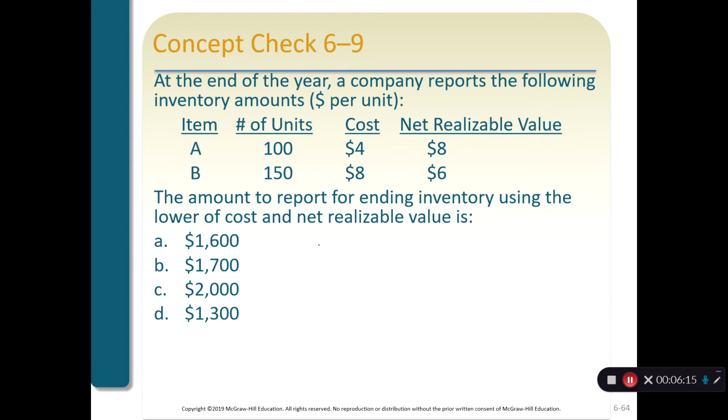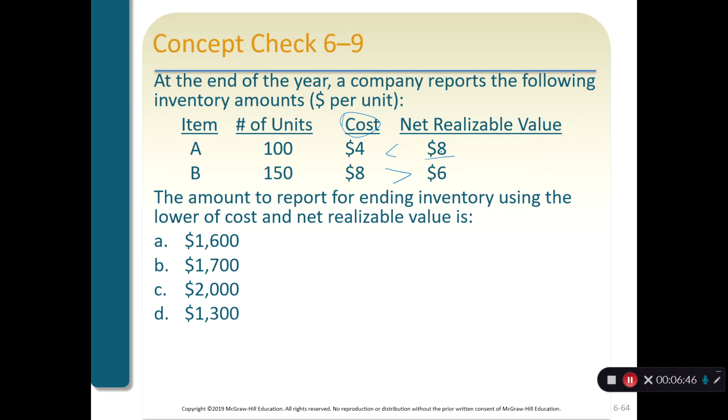Okay, let's do a quick example for this. At the year-end, the company reported the following inventory amount. They have 100 of A product and 150 of B product, at $4 for A and $8 for B by purchase, when they purchase from the vendor. However, the net realizable value of A product is still high at $8, right? However, for the B product, the cost is actually bigger than the net realizable value.